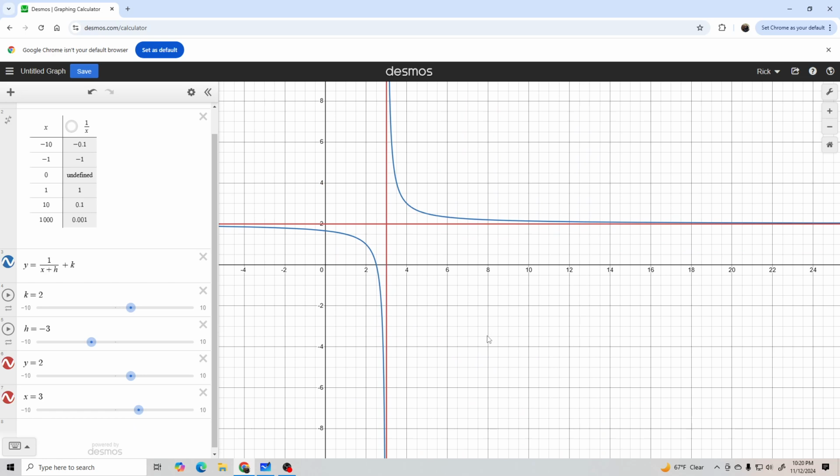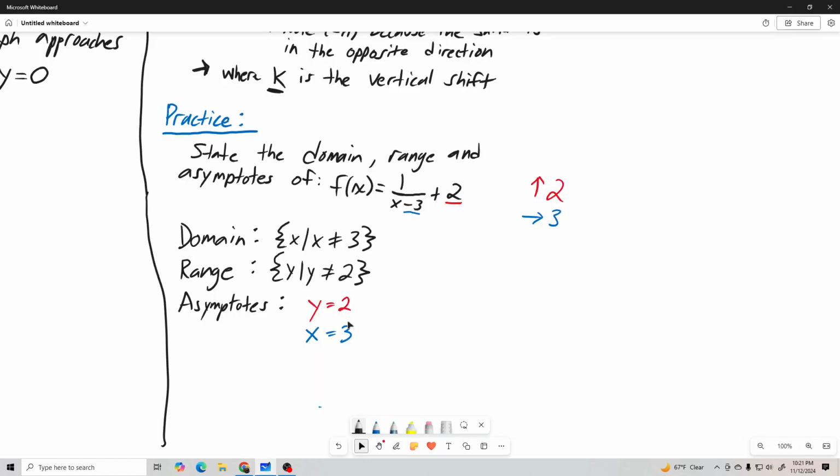Now let's look at our graph. It looks like we lined it up perfectly. When we put k is 2 and h is -3 into our function, you notice that the asymptotes are at 2 and 3. Our domain can touch everything except where x equals 3, and our range can touch everything except where y equals 2. So that's our domain and our range. And that's lesson 4.1.